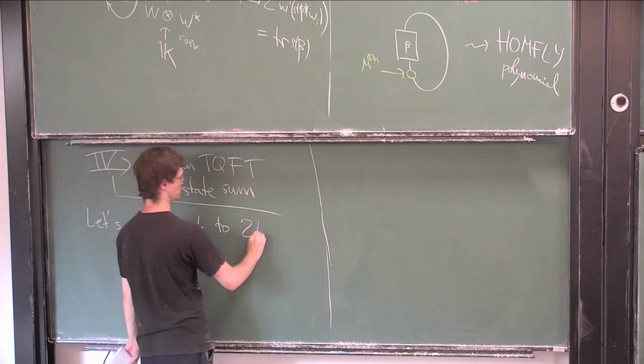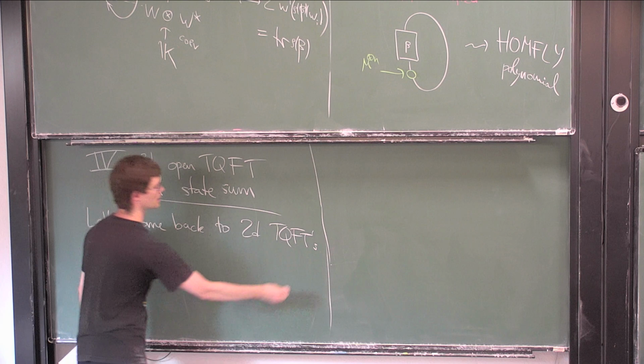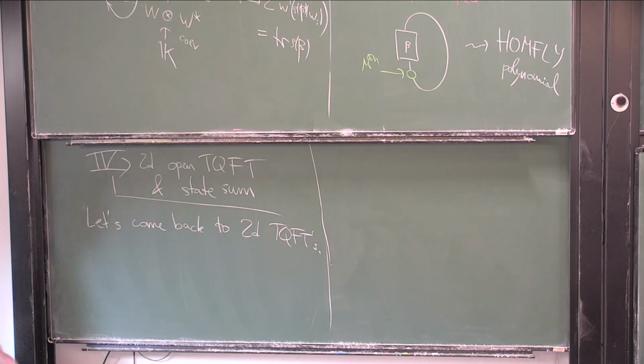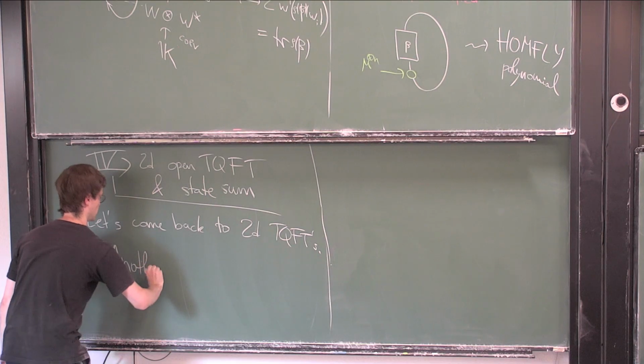to 2D TQFTs. What we saw yesterday is that these 2D TQFTs, well, you have these elementary cobordisms, creation and multiplication, co-multiplication, stuff like this. And the algebraic content finally was this commutative Frobenius algebra. And now I propose another approach, another building block.